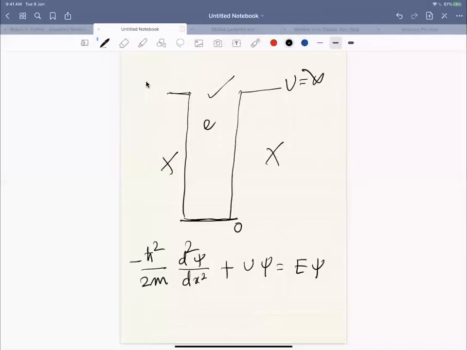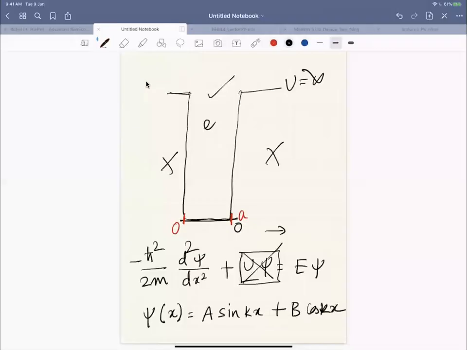But in this potential well, your U is 0. So if you solve this, your psi x, if this is the x direction, and let's say this is 0 and this is a, so the width of the potential well is a. Then if you solve this, you will have something like a sine kx plus b cos kx, where k is the square root of 2mE by h bar square.